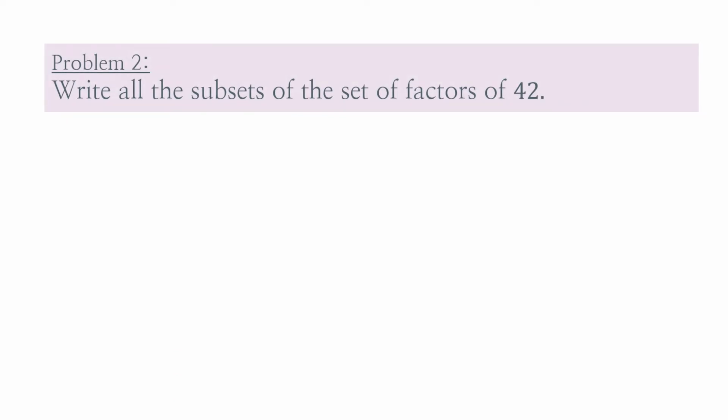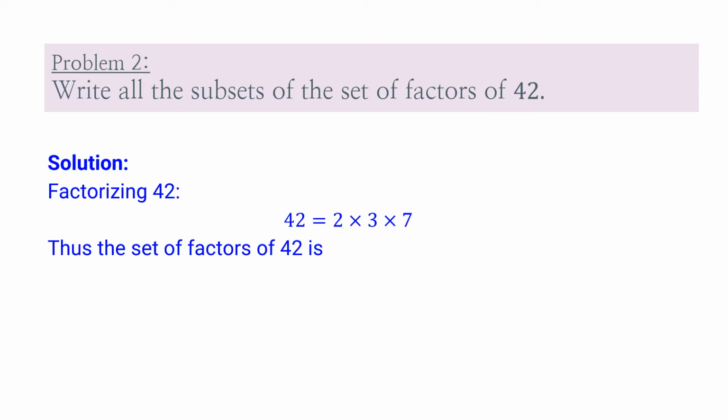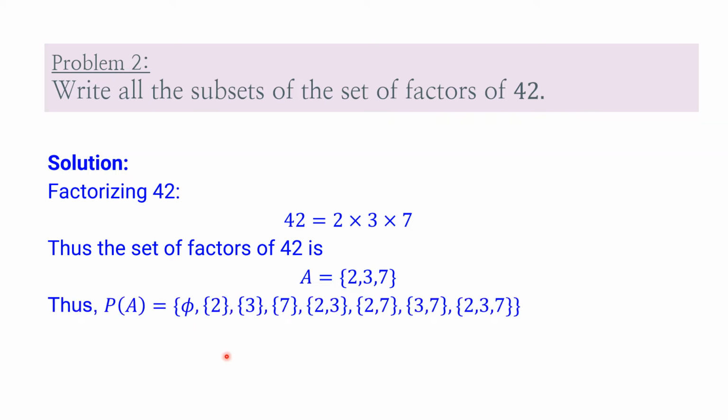In this problem, we are required to write all the subsets of the set of prime factors of 42. The prime factors of 42 are 2, 3 and 7. Therefore, the set of factors of 42 is the set of elements 2, 3 and 7, and its subsets are an empty set, a set of element 2, a set of element 3, a set of element 7, a set of elements 2 and 3, the set of elements 2 and 7, the set of elements 3 and 7, and the set of elements 2, 3 and 7.